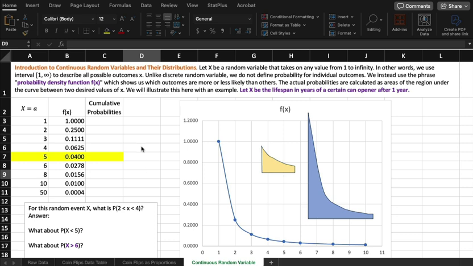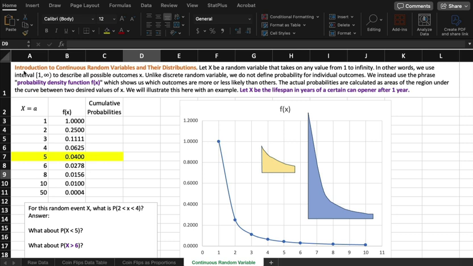Let's just define what a continuous random variable is and talk about what it is that we need. What do we need about continuous random variables in order to be able to answer questions with them? So let X be a random variable that takes on any value starting at 1. It literally just stops there, it doesn't continue on to the left of 1, and goes on to positive infinity. So the values of X could get as large as possible.